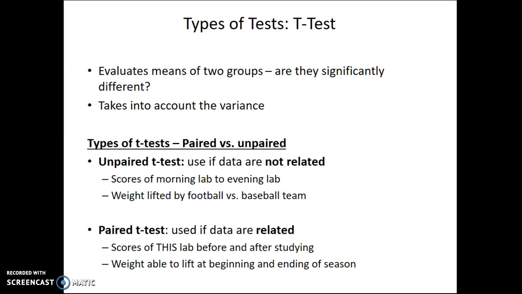Conversely, you'd use a paired t-test if there is a relationship in the data. So if you were comparing the scores of this particular lab, so your lab, before and after you study for the exam, the same group of students are taking that exam before and after. So you're dealing with the same population, so there's pairing in that data set. Or if you're comparing the amount of weight that football players are able to lift at the beginning of the season and the end of the season, you're dealing with that same population, so you'd use paired in that case as well.